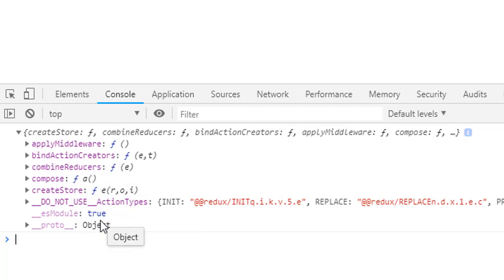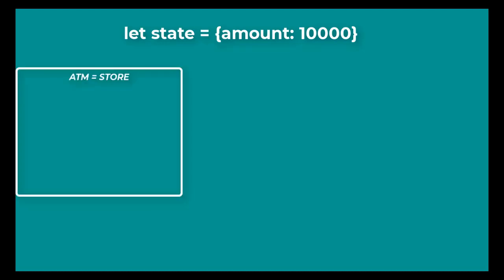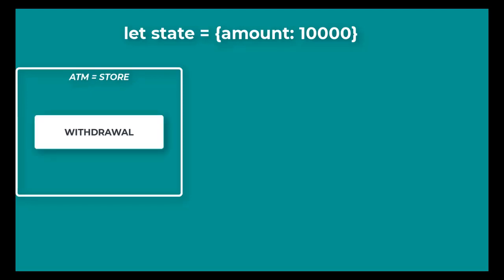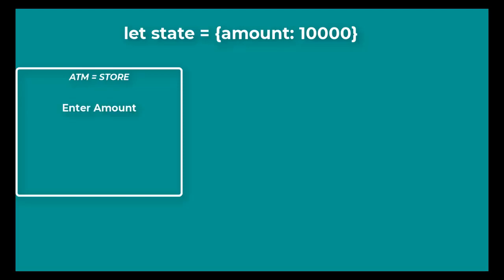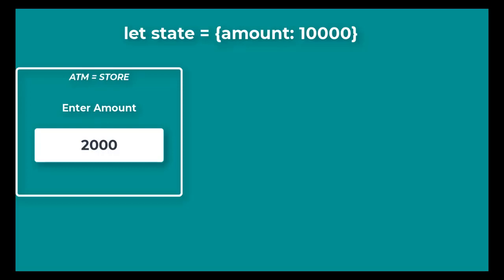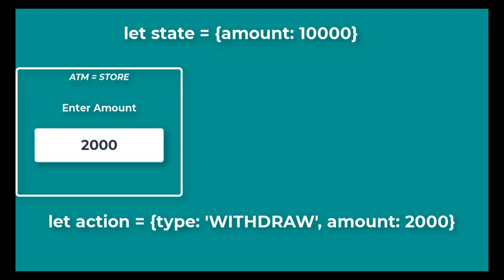Before learning what these methods do, let's first learn what Redux is and how it works. Now let's understand Redux using a simple analogy. Imagine you have 10 grand in your account and you want to withdraw $2,000 from an ATM. This ATM is the same as the store in Redux. After the authentication, the machine displays the withdrawal option and you select it. Then the machine will ask you to enter the amount and you enter $2,000. By selecting the withdrawal option and entering the amount, you are creating an action. In Redux, an action is a plain JavaScript object with a property called type, which defines your action, and some payload. In our case, it is an amount.